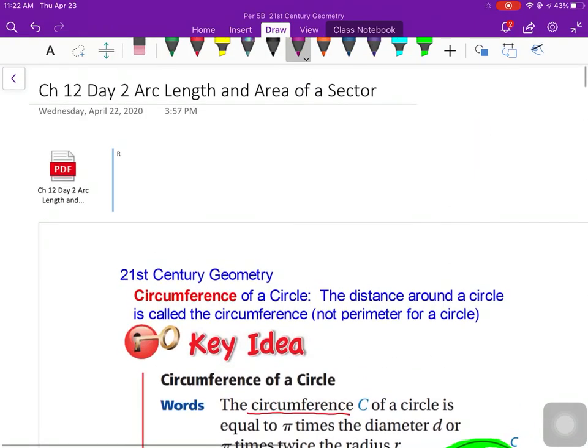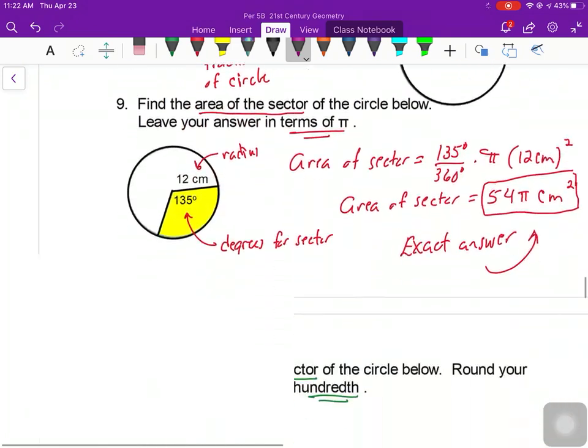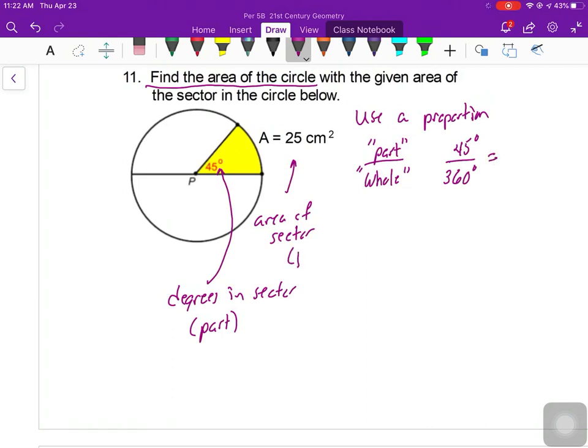And we will compare the part to the whole circle. So for the part, we know the degrees are 45. For the whole circle, we know the degrees are 360. For the part, we know the area is 25 centimeters squared. And we're looking for the area of the whole circle.